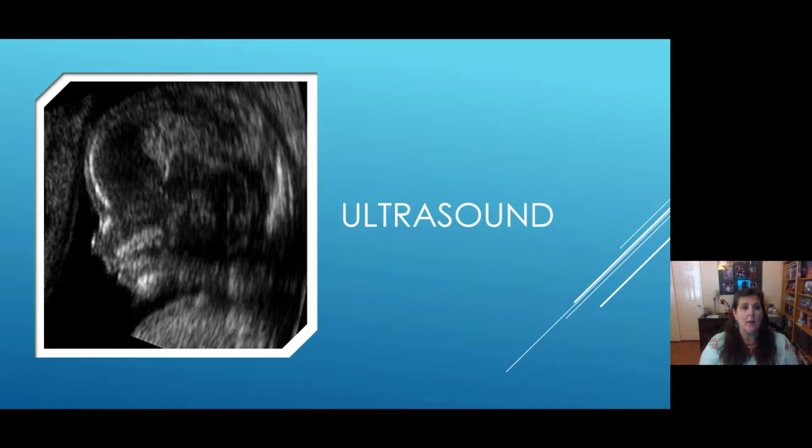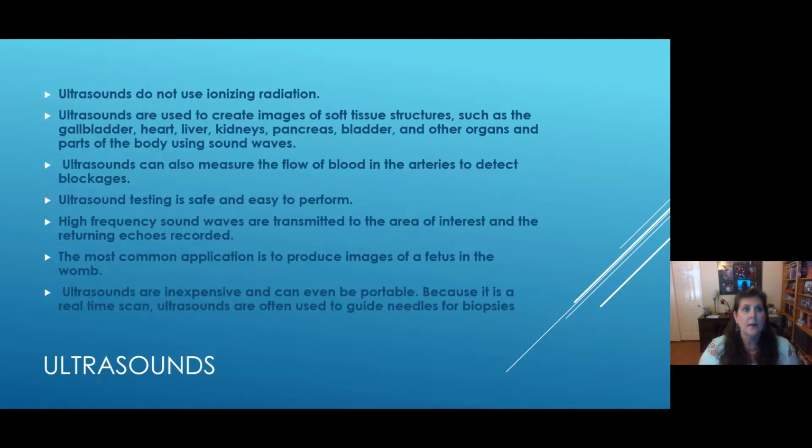Next up is ultrasound. I assume you can figure out what that is. Yeah, it's a baby's head, right? It's an ultrasound. Now, ultrasounds do not use ionizing radiation, which makes them a lot safer. That's why we use them on babies in the womb, so pregnant ladies. Ultrasounds are used to create images of soft tissue structures, such as the gallbladder, heart, liver, kidneys, pancreas, bladder, and other organs and parts of the body using sound waves. So these are sound waves, not ionizing radiation waves.